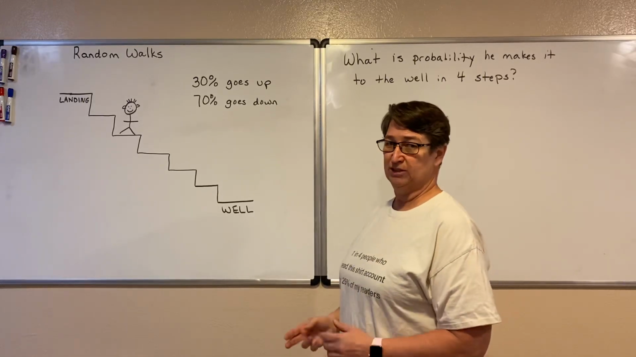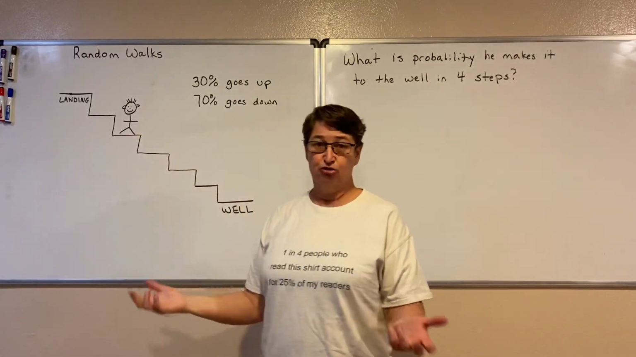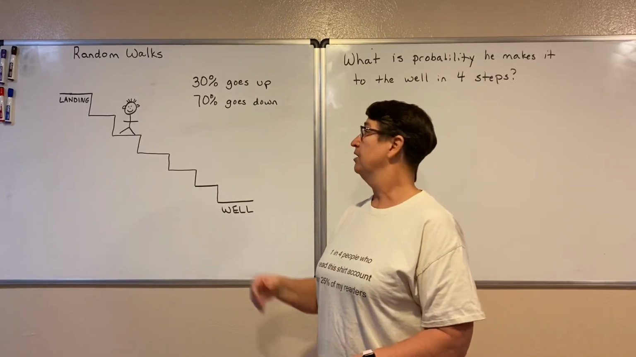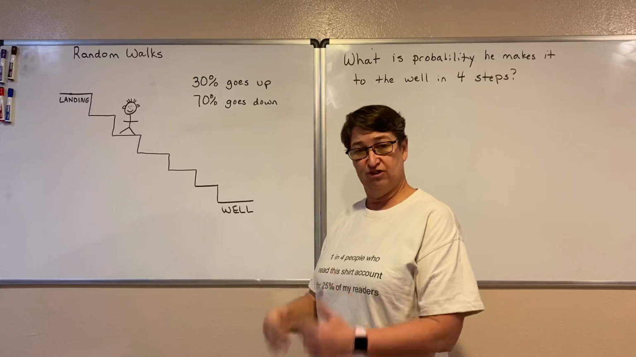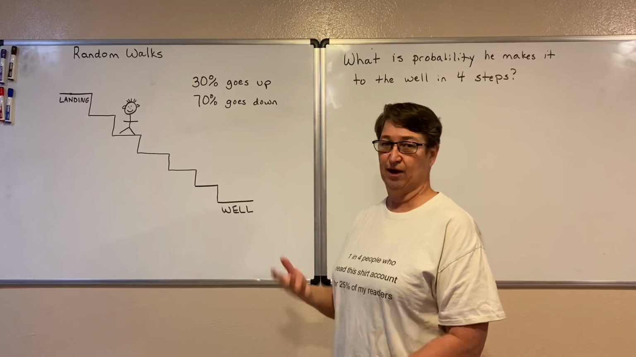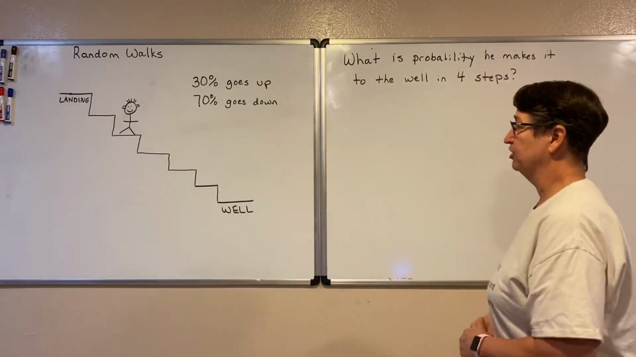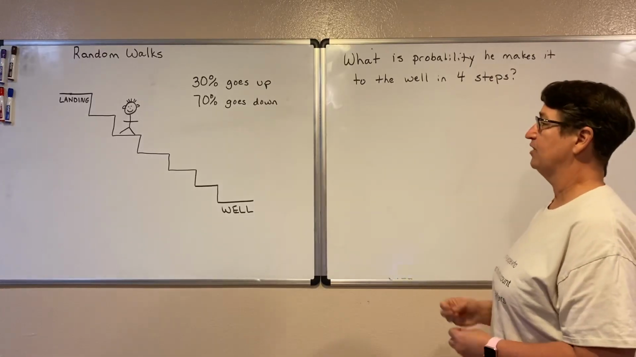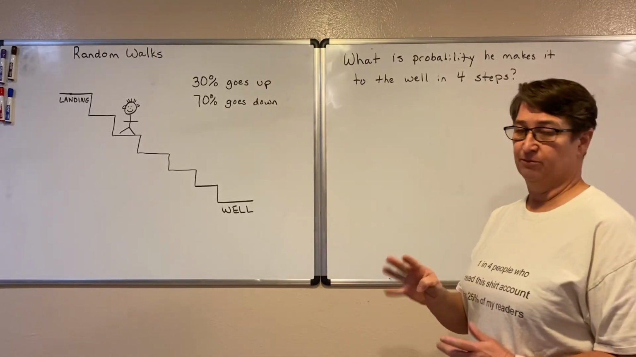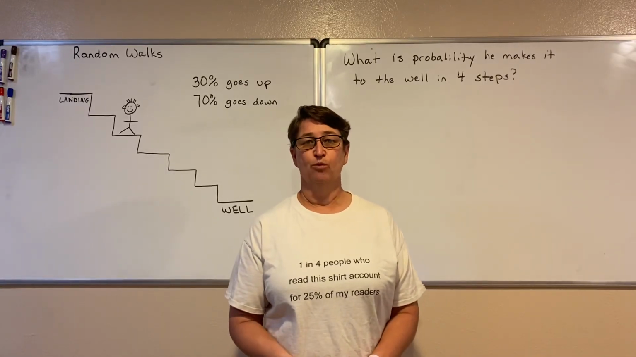Somebody watched him at some point and found out that the probability that he goes up is 30%. It's always a 30% chance that he's going to take a step up, but a 70% chance that he's going to go down. That's always true when he's walking up and down randomly. So for this problem, what is the probability that he makes it to the well in exactly 4 steps?